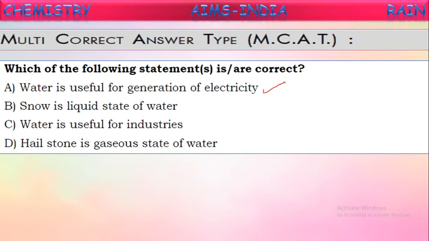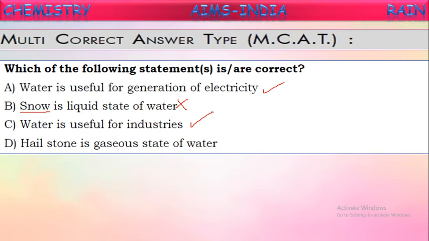Yes, water is being used for the generation of electricity in hydroelectric power generation. It's correct. Snow is a liquid state of water. Is it correct? No. Snow is a solid state of water, not the liquid state. It is a wrong statement. Next statement. Water is useful for industries. Of course, almost all the industries use water for different purposes. Water is used in industries. It is correct.